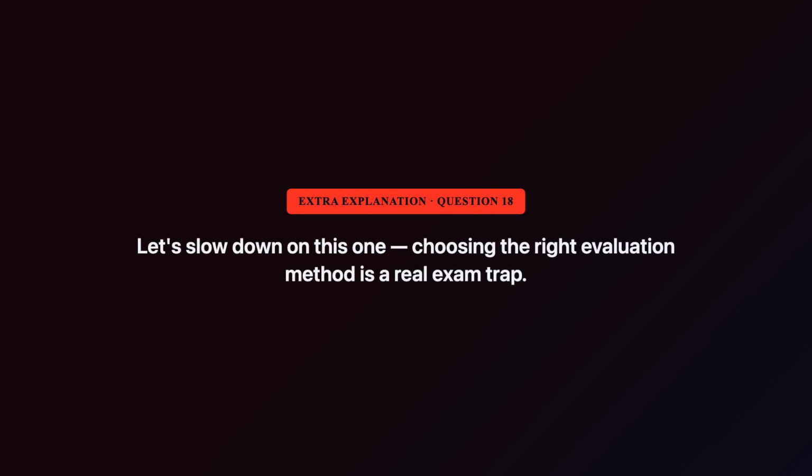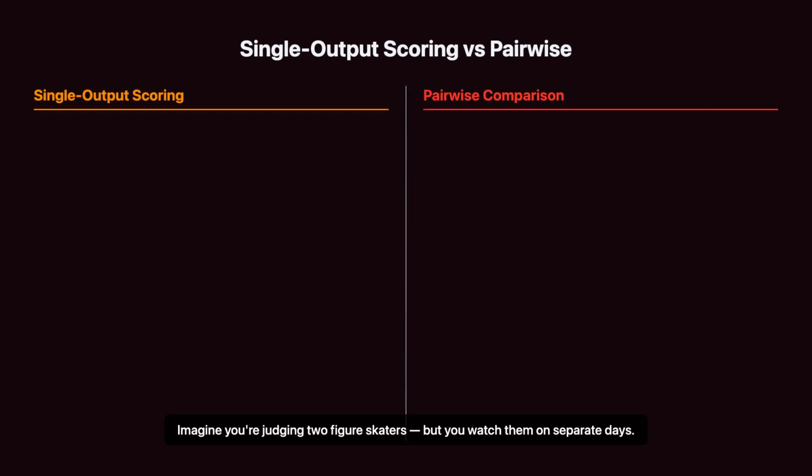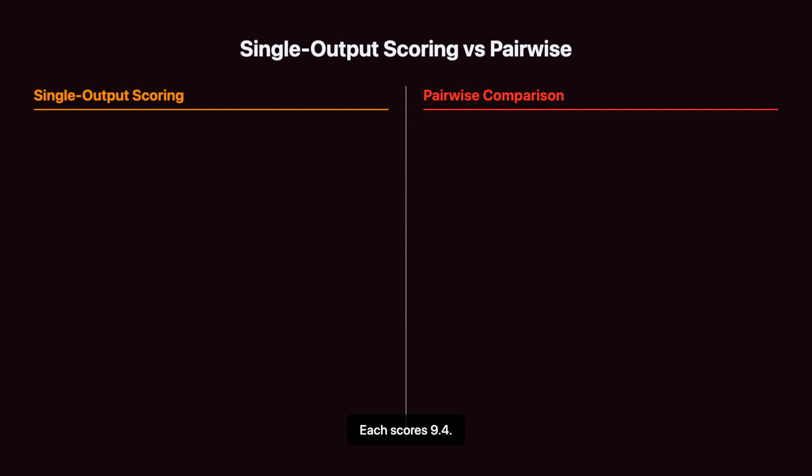Choosing the right evaluation method is a real exam trap. Imagine you're judging two figure skaters, but you watch them on separate days. Each scores 9.4. You can't say who won. Watch them back to back. Suddenly one is clearly cleaner on the landings.